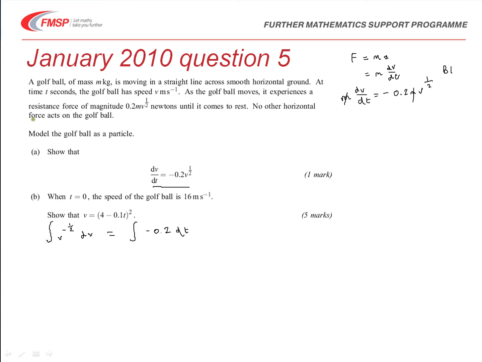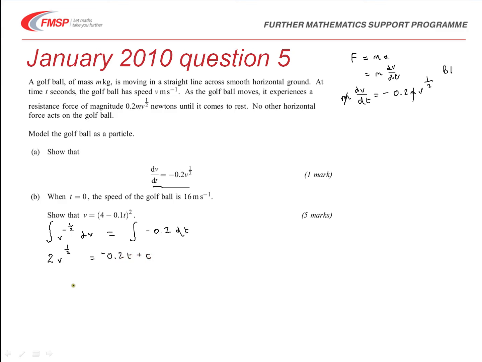Well, the integral of the left-hand side will become v to the power of a half, and we divide by the new power, so that becomes 2, dividing by a half. And then the right-hand side will become negative 0.2 t plus some constant of integration.